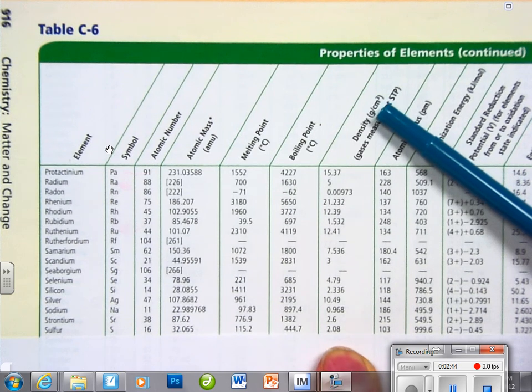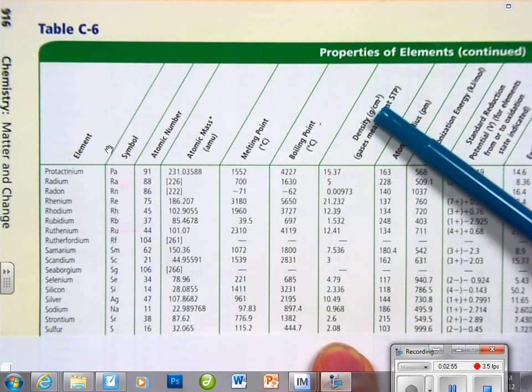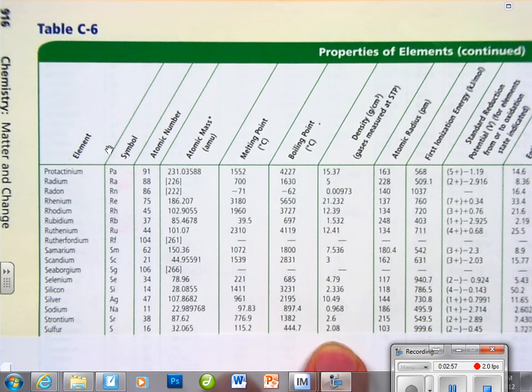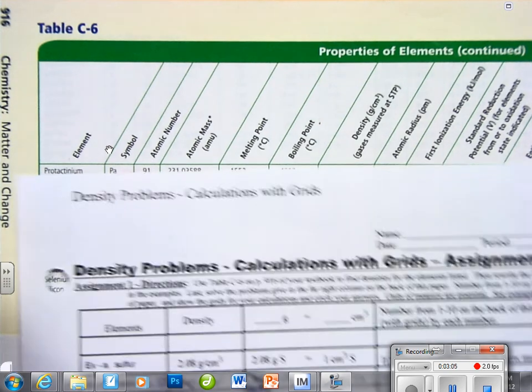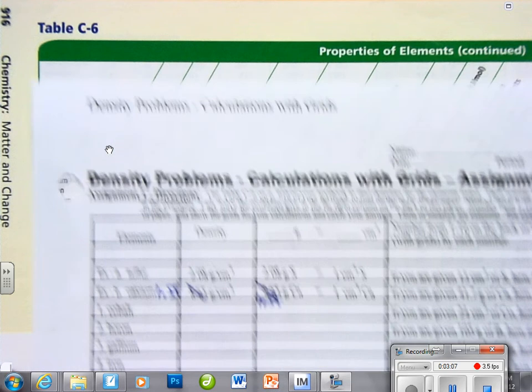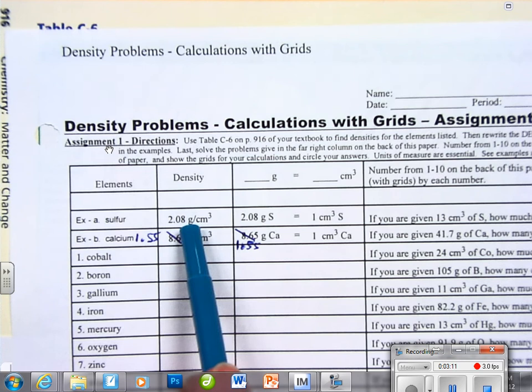Everybody okay? We're on page 916 right now. Yeah, I thought you were on the wrong end of the book there. So, where did that show up in our little sheet? That showed up right here. Okay? There's your 2.08. And that's where it came from.